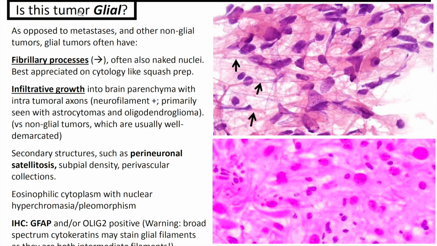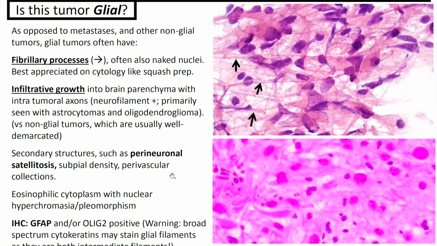All right, next up, is this tumor glial? As opposed to metastases and other non-glial tumors, glial tumors often have fibrillary processes, often also naked nuclei, best appreciated on cytology, like squash prep. They often have infiltrative growth into the brain parenchyma with intratumoral axons, neurofilament positive, primarily seen with astrocytomas and oligodendrogliomas. There are secondary structures such as perineuronal satellitosis with subpial density, perivascular collections.